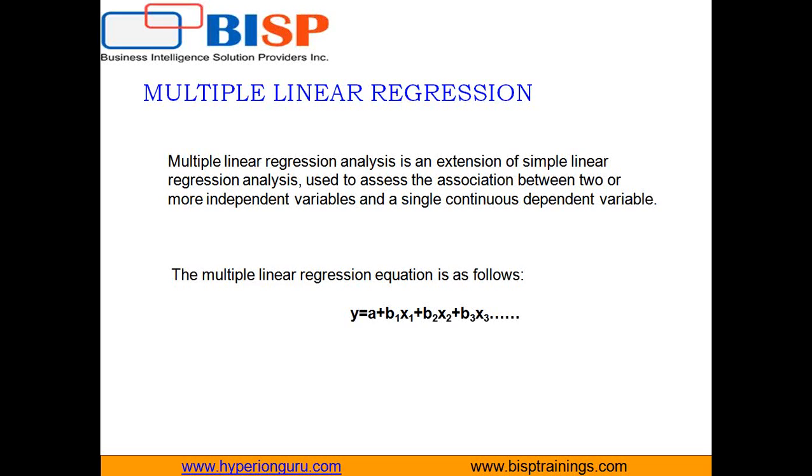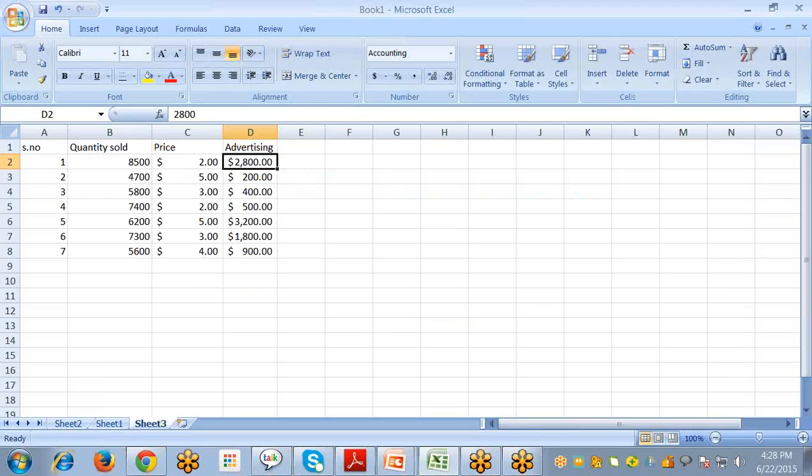So here's the equation for multiple linear regression, where we are going to find out the relation between more than one independent variable. y is the dependent variable because it depends on the other independent variables: y = a + b1x1 + b2x2 + b3x3, where a, b1, b2, b3 are the coefficients and x1, x2, x3 are the independent variables, but y is dependent on x1, x2 and x3. So let's look at an example.